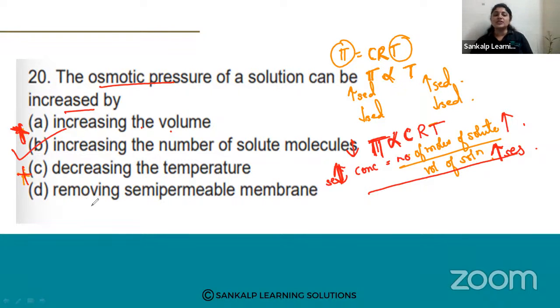So the D option is what? Removing the semi-permeable membrane. See, if you are removing the semi-permeable membrane, there is no point of osmotic pressure. This phenomenon depends on the semi-permeable membrane. It is a flow of solvent from low concentration to high concentration. So this is what osmotic pressure is. Removing the semi-permeable membrane, there is no meaning of osmotic pressure, so this option is also wrong. So our correct answer is B.